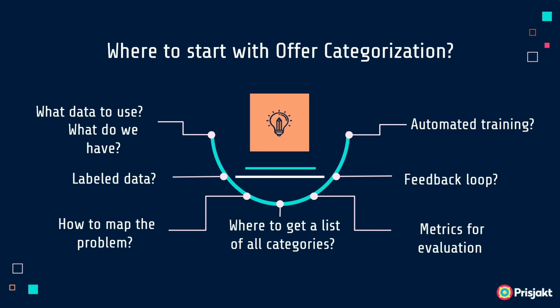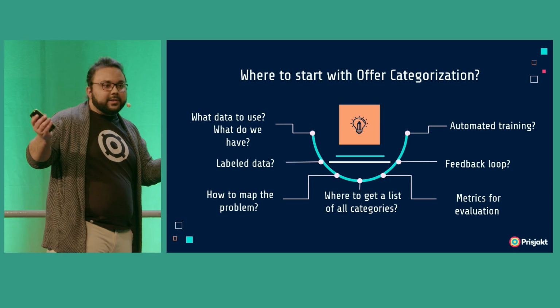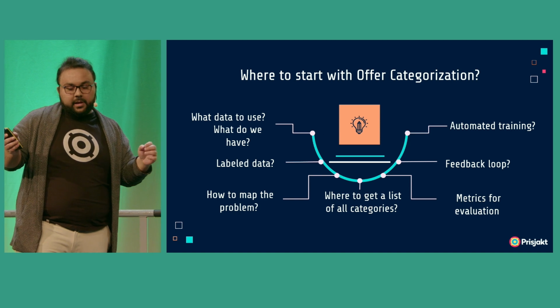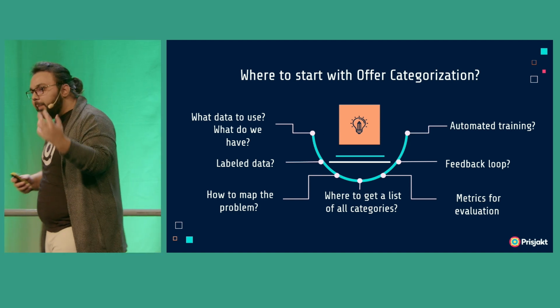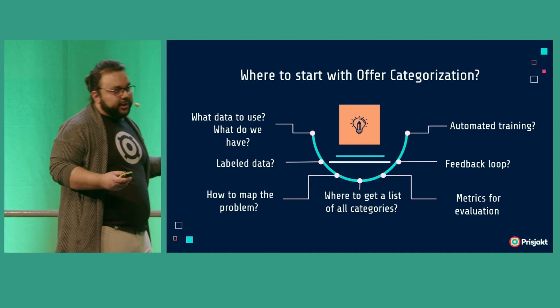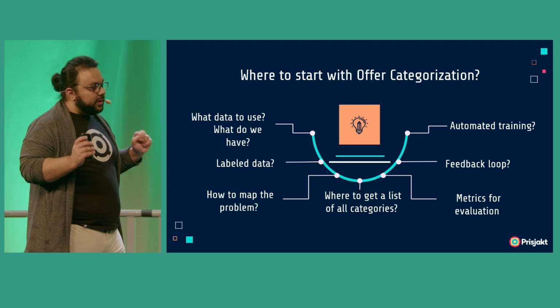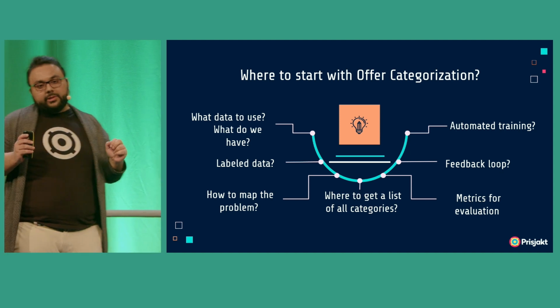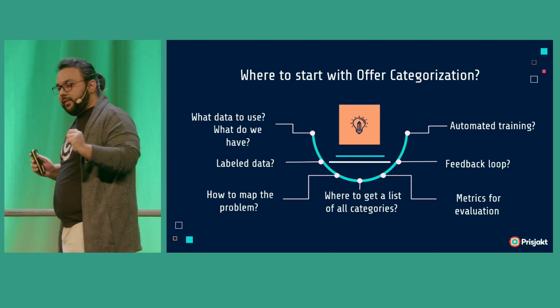Do we already have labeled data? How do you map the problem? Do we have some sort of feedback loop? Do we train the model one time, and that's the end of it? Do you do some sort of automated training pipelines? What are the metrics for this evaluation? And the most important question, where do you actually get the categories that you want to classify to?